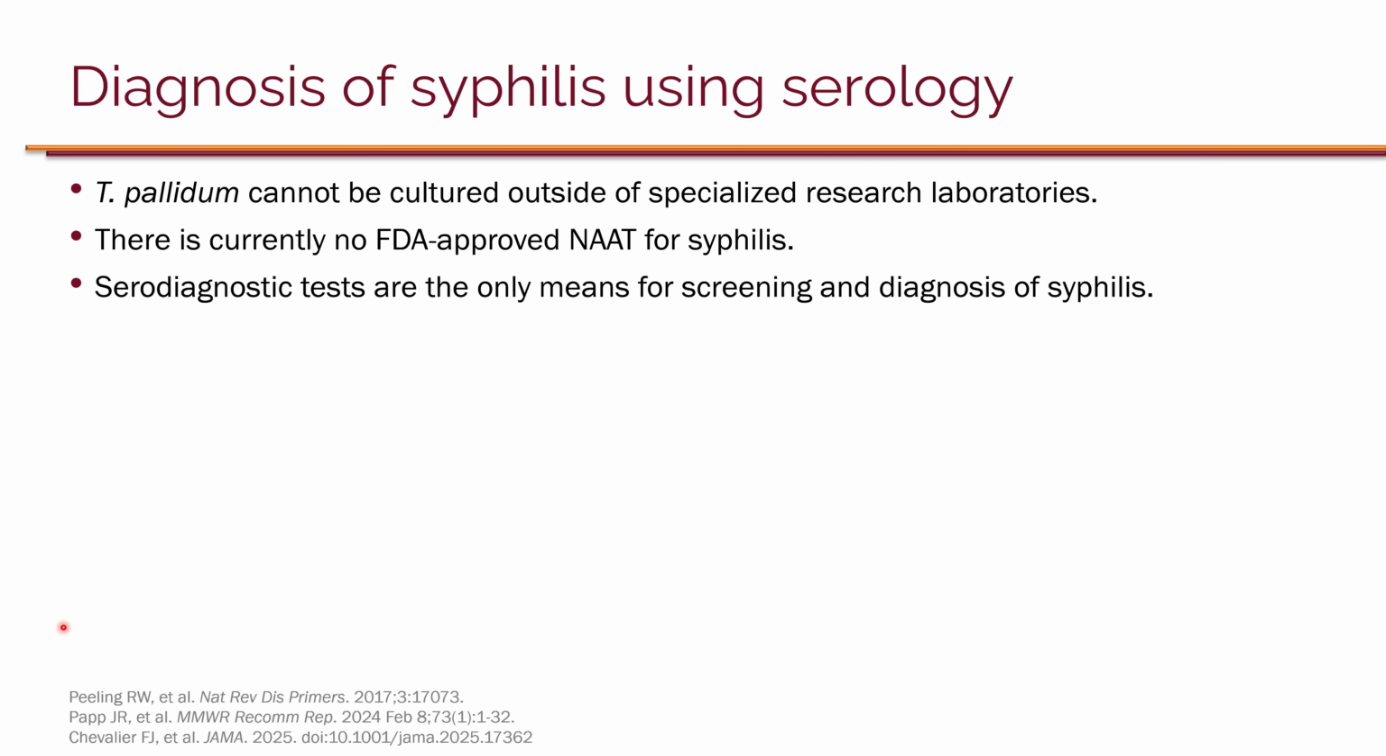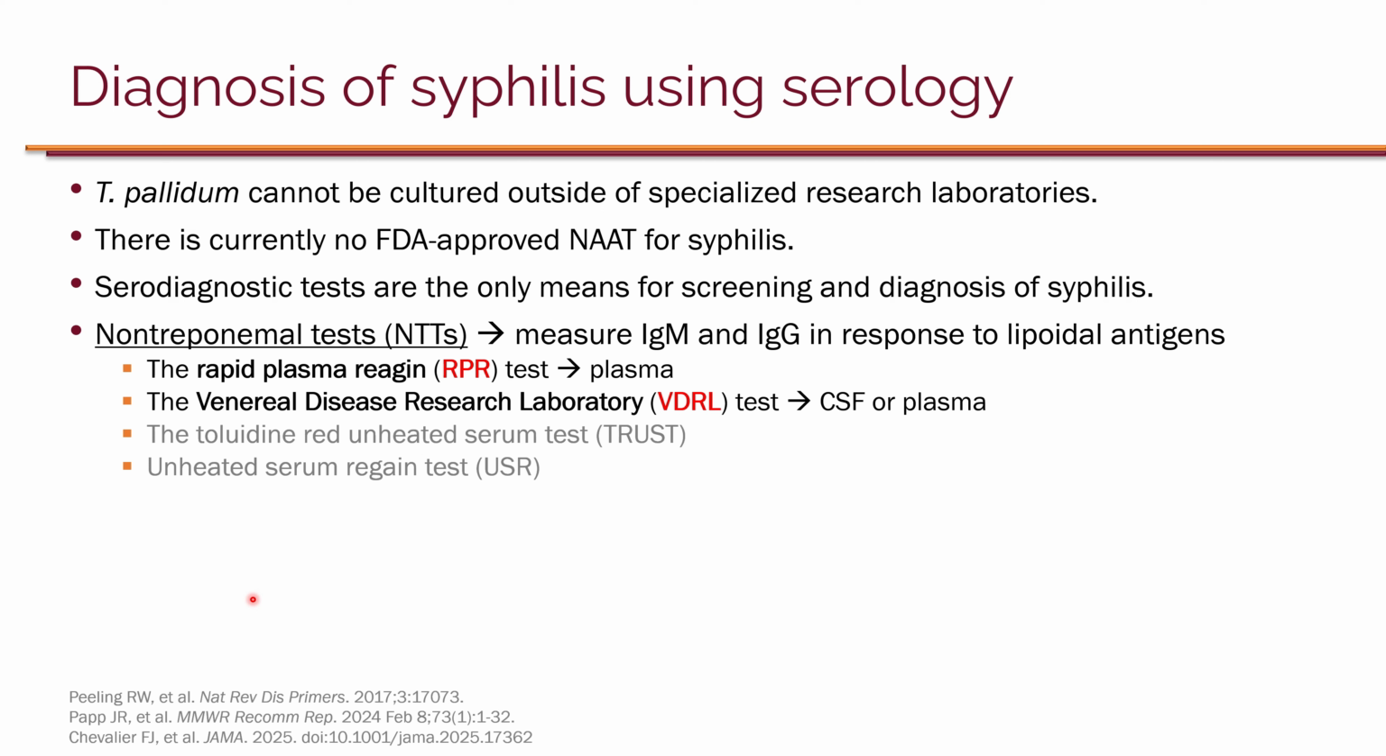Let's take a look at diagnosis of syphilis using serology. But first of all, T. pallidum cannot be cultured outside of specialized research laboratories, and there is currently no FDA-approved nucleic acid amplification test for syphilis. Therefore, serodiagnostic tests are the only means for screening and diagnosis of syphilis. Now, serologic tests for syphilis are broken into two groups. The first group is non-treponemal tests, or NTTs, and these essentially measure the IgM, which are acutely elevated, and IgGs that are elevated for life, in response to lipoidal antigens.